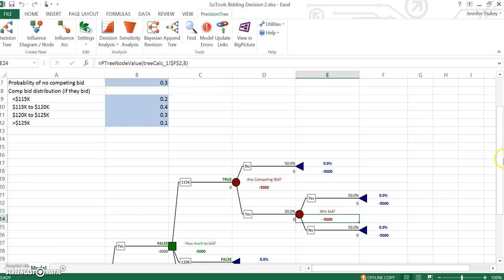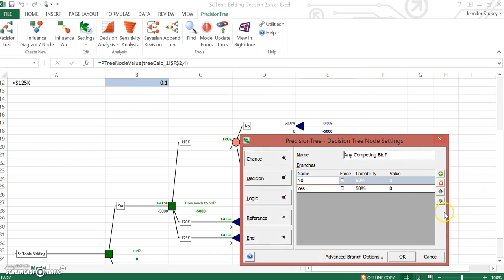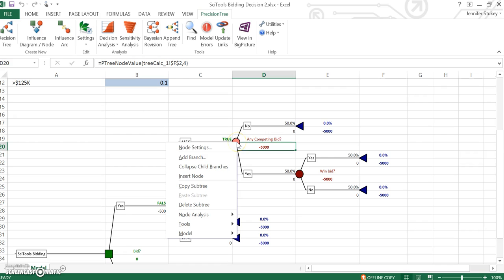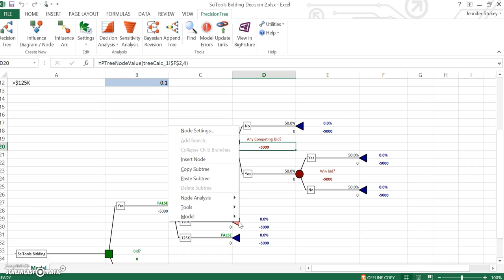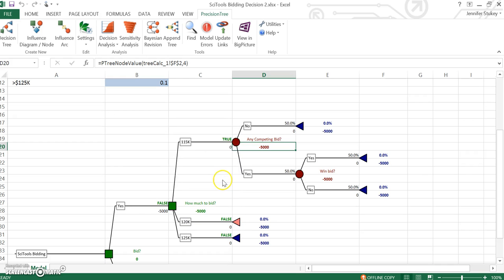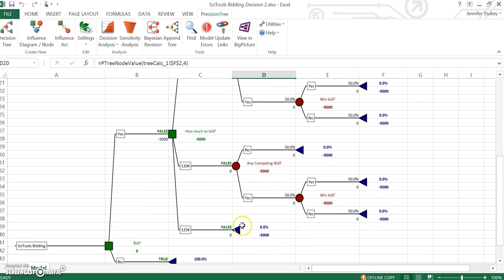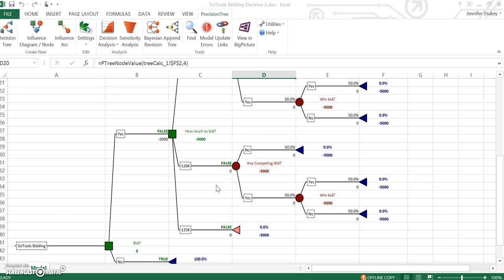All right, and so now what we can do is copy this branch, copy subtree, and we can go over here and we can paste this subtree to these other 3 nodes because it's the same basic subtree for each one. Now we're going to go back through and adjust probabilities because our probabilities of winning the bid are going to be different.